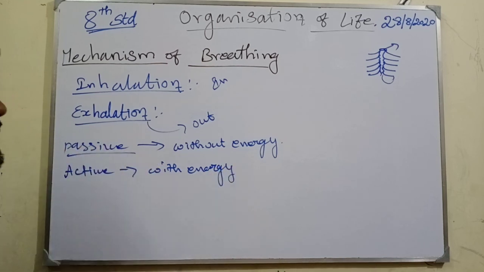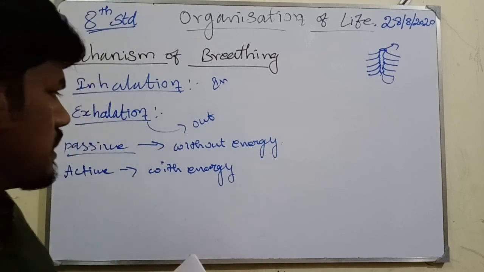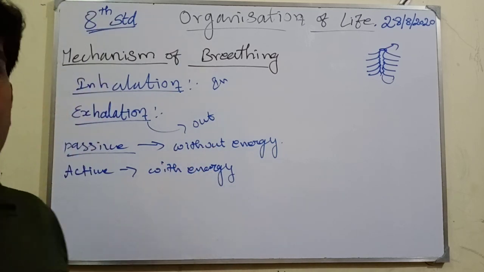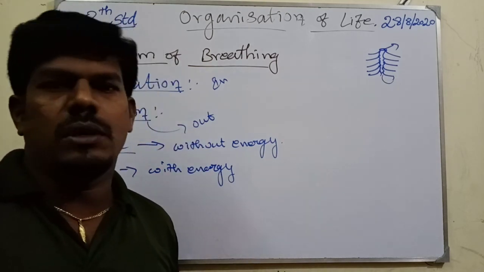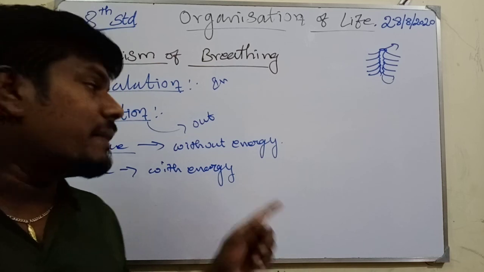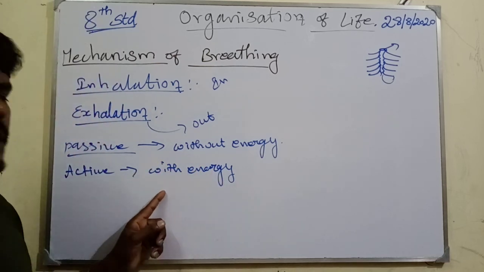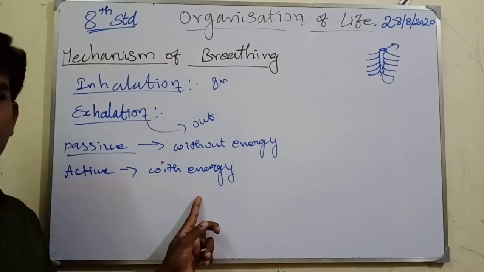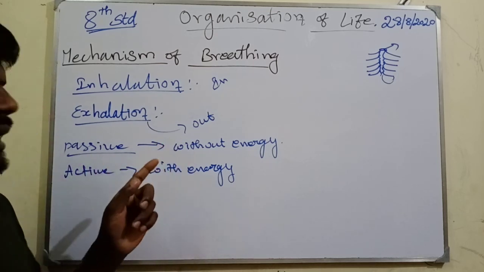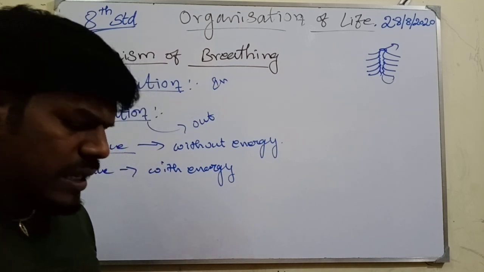Passive process means no need of energy; the process is going on by itself. Active process means you have to consume energy, you want to utilize energy during that particular process. When we utilize or work out a process, we have to use our energy. In case of using that energy, that's called an active process or active transport. In case of not using that energy, that's called passive.